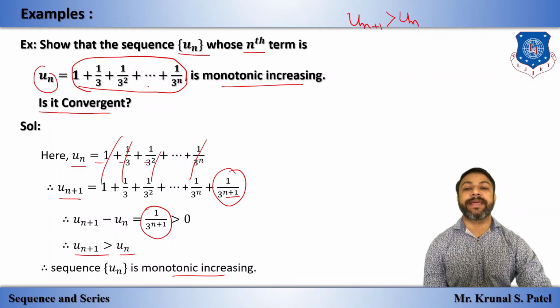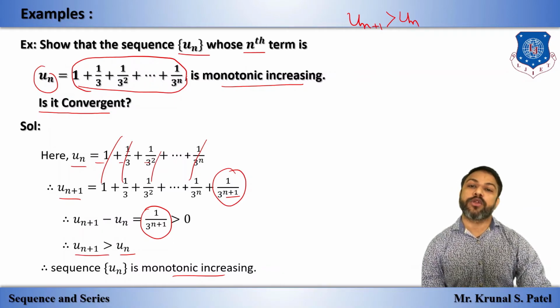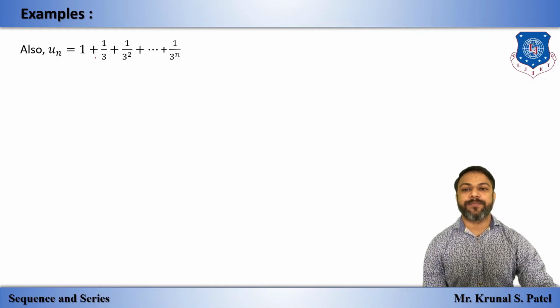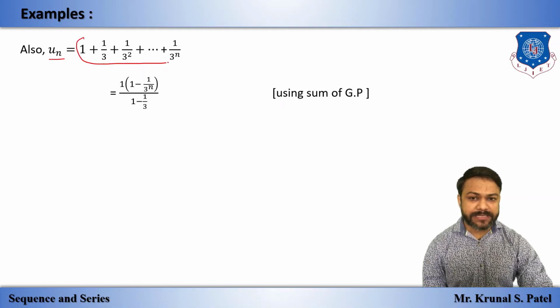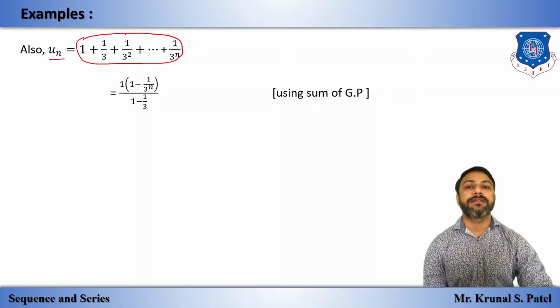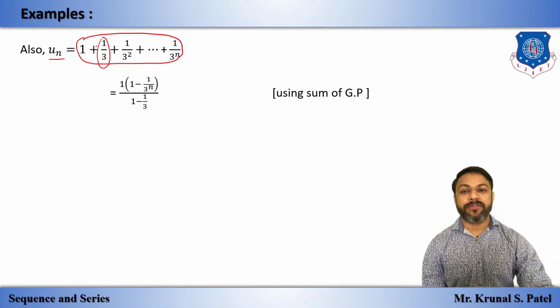Now we have to check whether it is bounded or not. For that, we have u_n as the nth term. Here you can see this is a geometric series, a GP, which you have already studied at school level. This is a geometric progression with common ratio 1 by 3, and a is equal to 1.